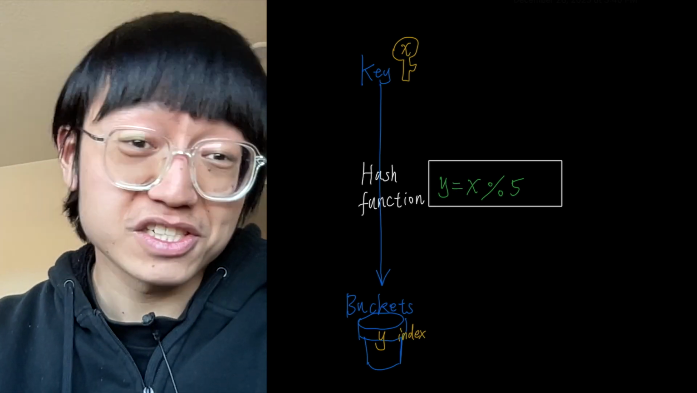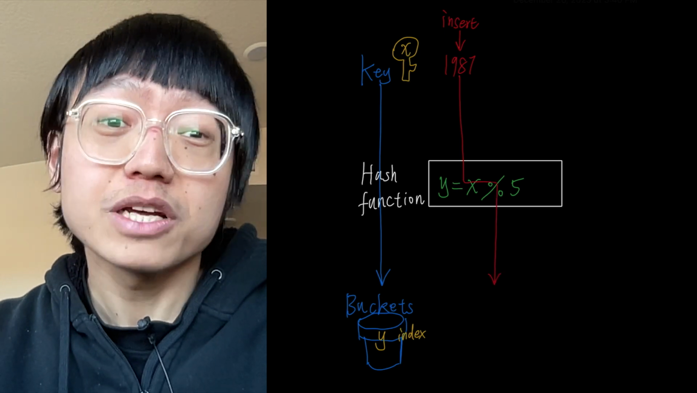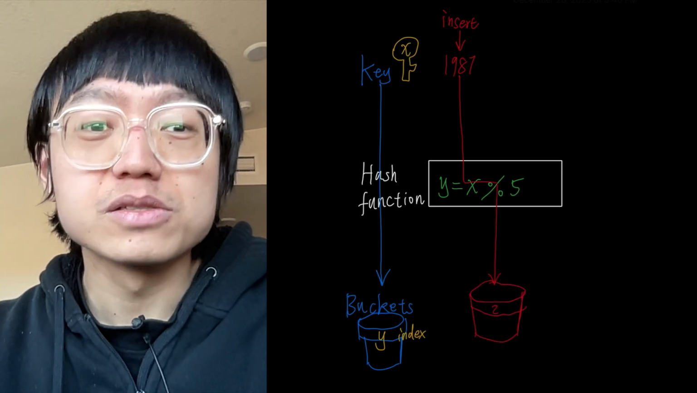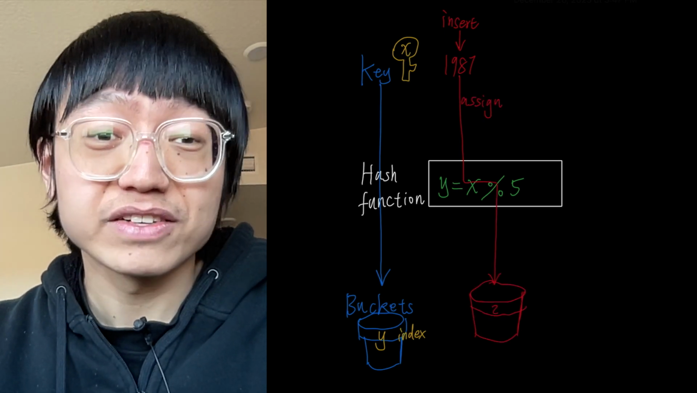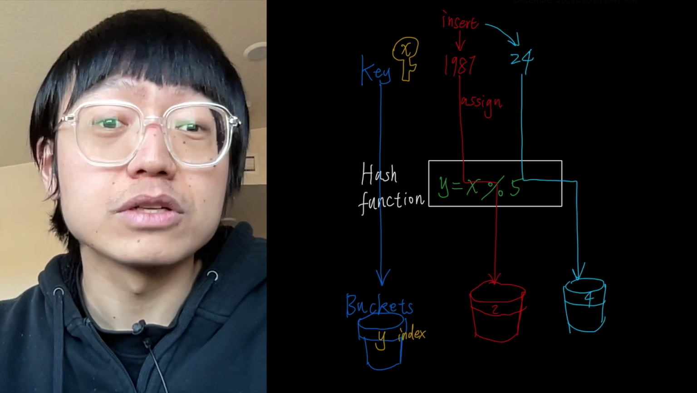Let's go through the insertion strategy. We pass the keys through the hash function to map them into corresponding buckets. So here, 1987 is assigned to bucket 2, while 24 is assigned to bucket 4.